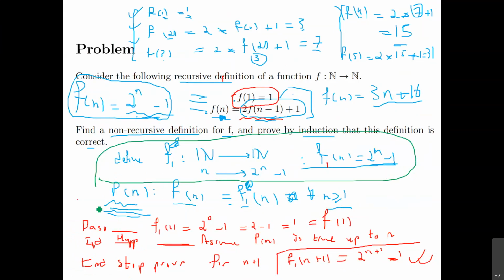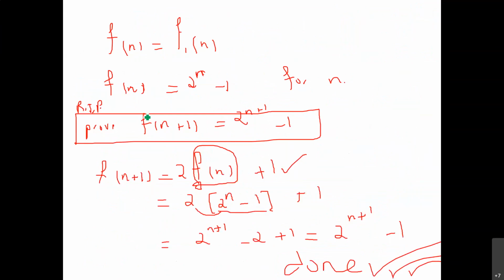Now we have to prove this predicate, which is saying that f of n equals f1 of n for every n greater than or equal to 1. Base case was simple enough. They both equal 1. This was our hypothesis. We assumed that f of n equals 2 power n minus 1, which does equal f1 of n.